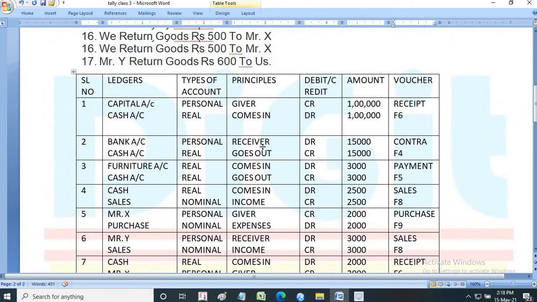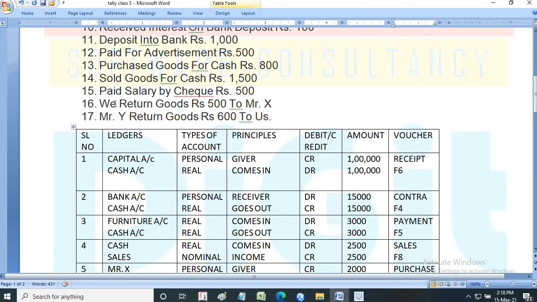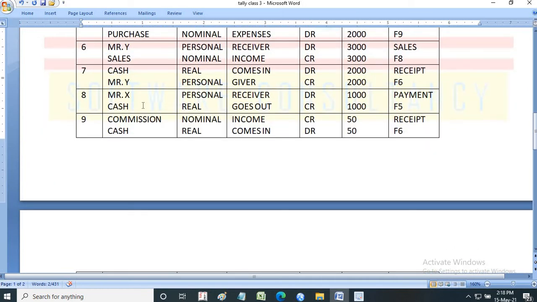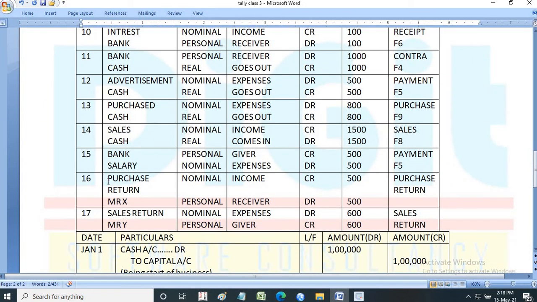Next is purchase return. Okay, this time you see it is a little exceptional entry. If any return occurs, we return goods rupees 500 to Mr. X. Okay, we bought goods from Mr. X, and that we are returning. Maybe some defective goods we received. So for any reason, if we are returning, then we need to create one ledger named purchase return.